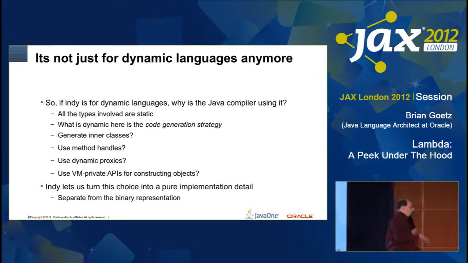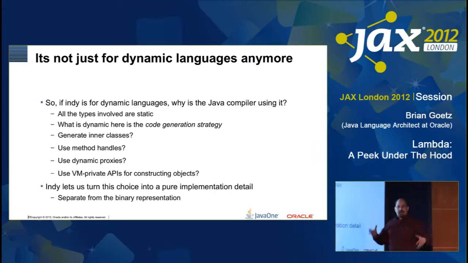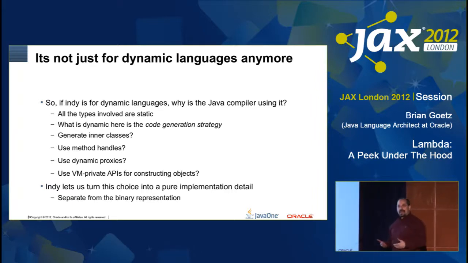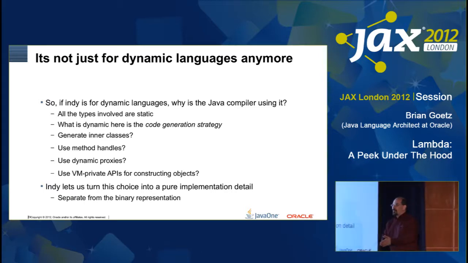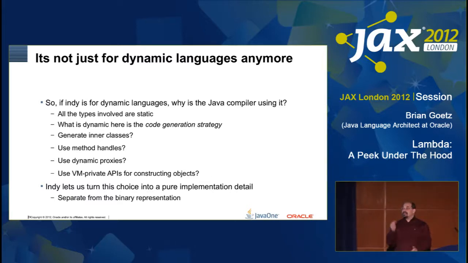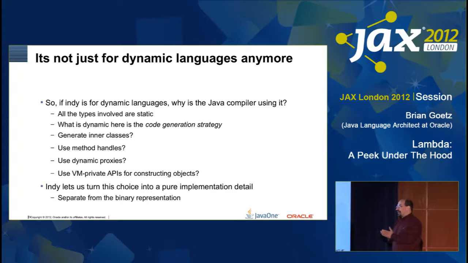There's a whole bunch of others I could use. I could use dynamic proxies, although why would I, because they're so slow. Or maybe I could use some VM private API for constructing objects out of thin air and raw bits. I have a lot of options if I don't have to commit to an interface. If I'm just trying to generate code at runtime, I can do whatever I want, whatever is fastest. And by having this be a runtime behavior, the bootstrap method is part of the JDK. It's part of the JVM implementation. I can delay the choice of what code do I generate till runtime.